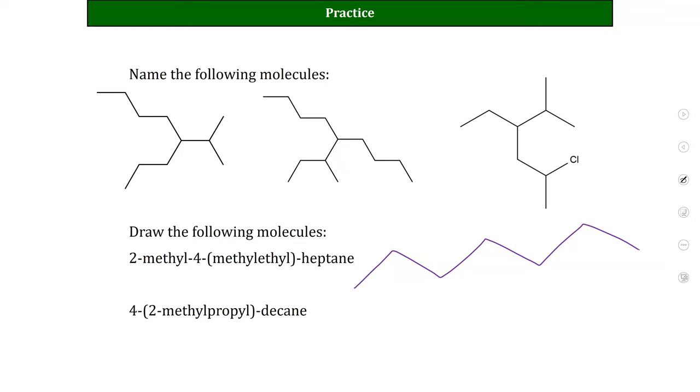And then you just add your branches, right? And it doesn't really matter. But that was the other thing I was going to talk about. Okay. There's a methyl group. Then on carbon 4, there's an ethyl group that has a methyl on it.